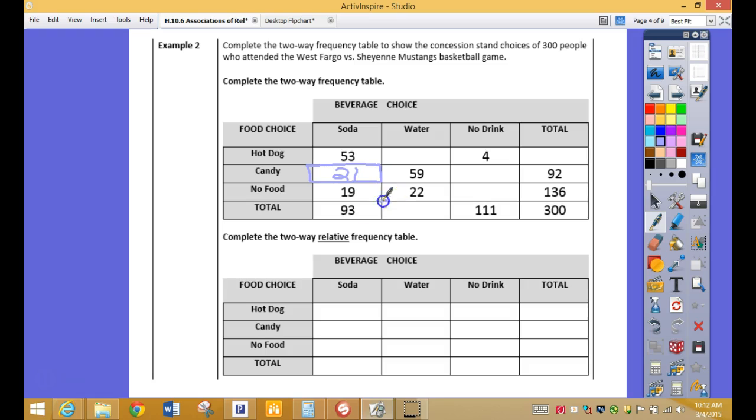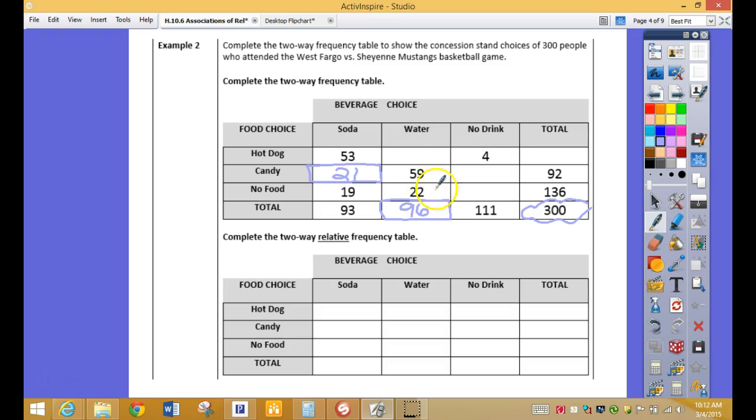Let's find this one. There's only one way right now to figure that one out. That would be to do what? I could add these together and subtract it from 300, because this is our total. 300 minus the 111 minus 93, what's left over? 96 left over.